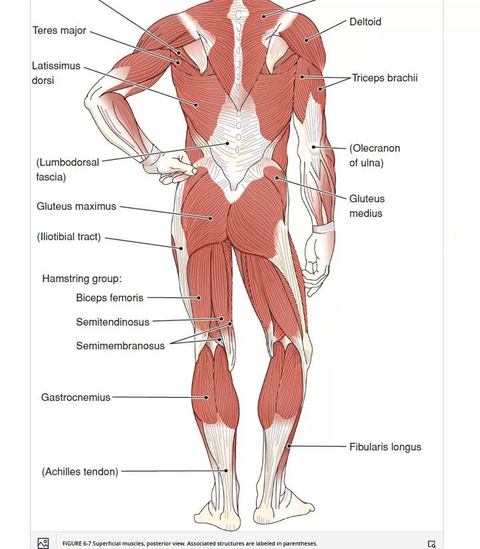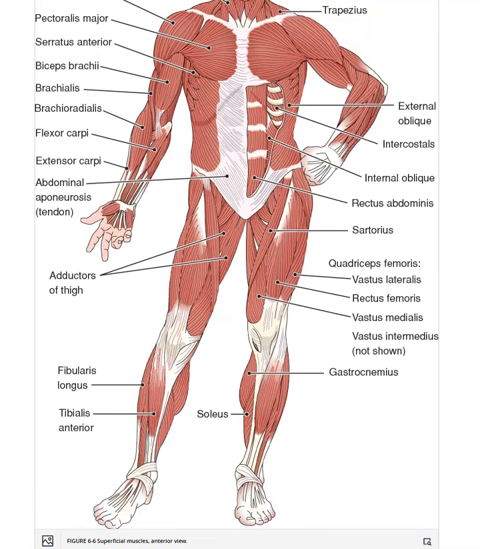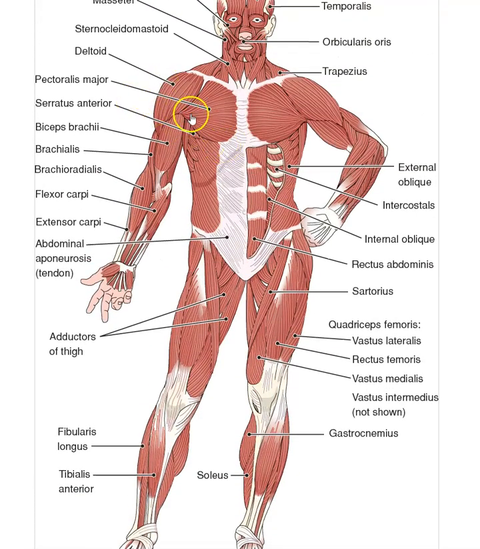Say that fast 5 times. Gluteus medius and the gluteus maximus make up our buttocks muscles. Triceps are on the back of the arm. Look how big that deltoid is. That deltoid muscle goes from the back of your arm all the way to the front. That's a pretty big muscle and controls a lot.